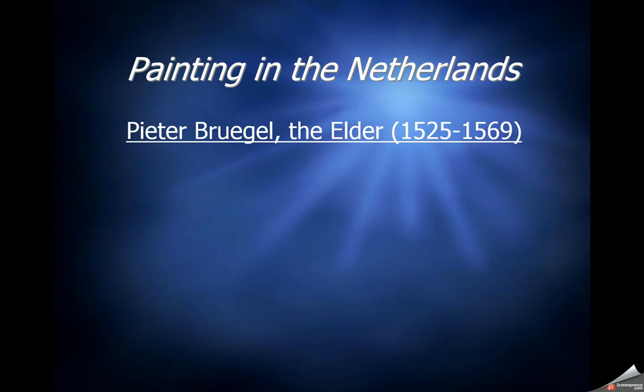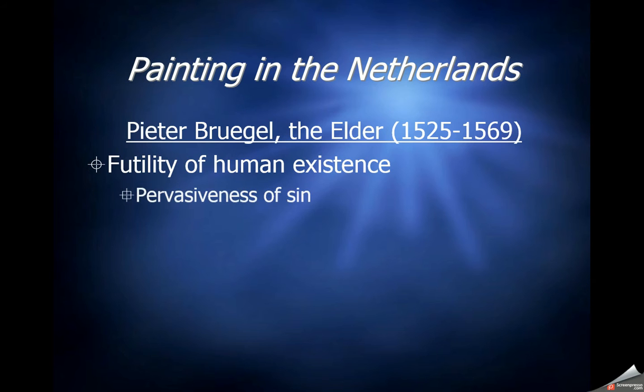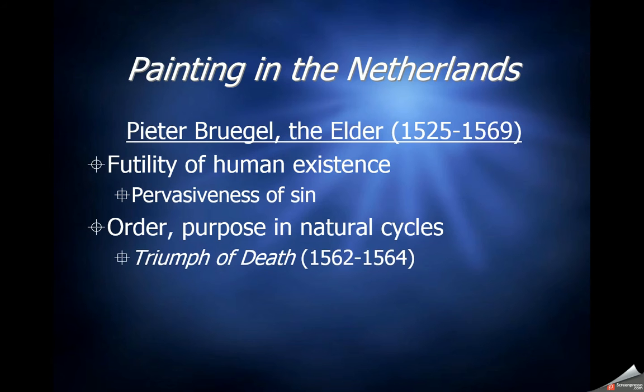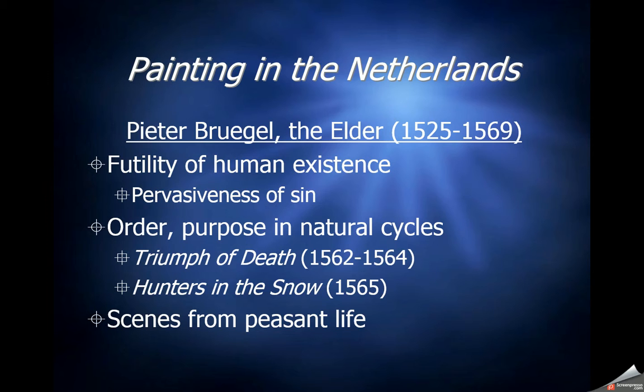Again, in Painting in the Netherlands, we see individuals like Peter Bruegel, the Elder. Once again, pessimistic view, the futility of human existence, the pervasiveness of sin, order and purpose in natural cycles, however, both in the weather and in the human cycle of life. We see that in his Triumph of Death and his Hunters in the Snow, two things that we'll look very briefly at here, and scenes from peasant life. And he tends to, interestingly, depict the common person, the peasant, in a very noble fashion.